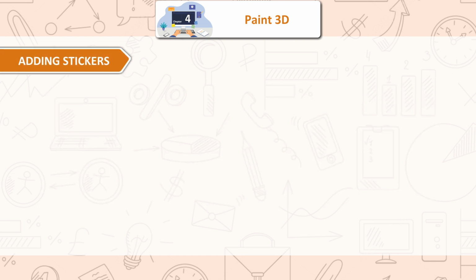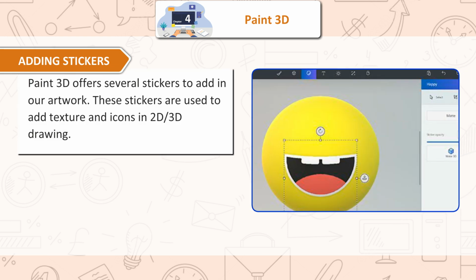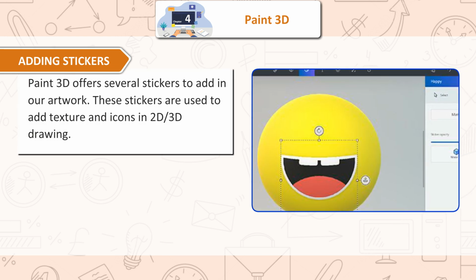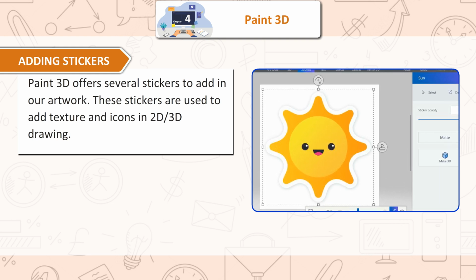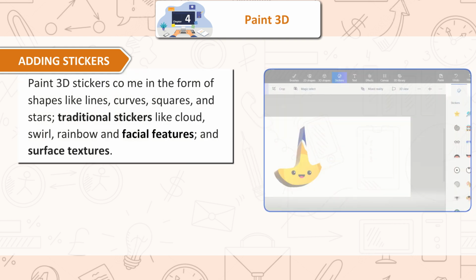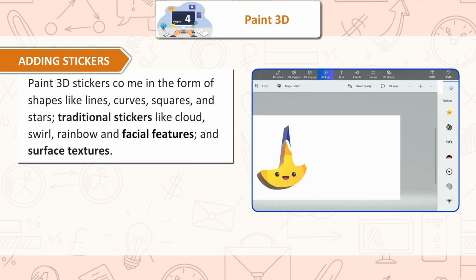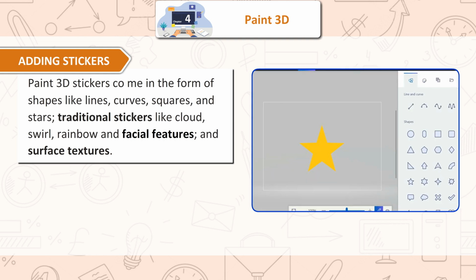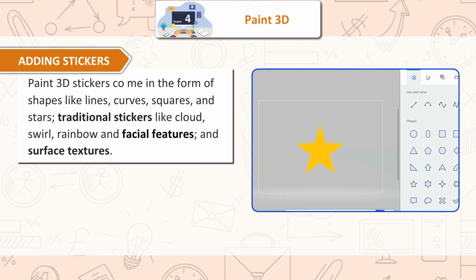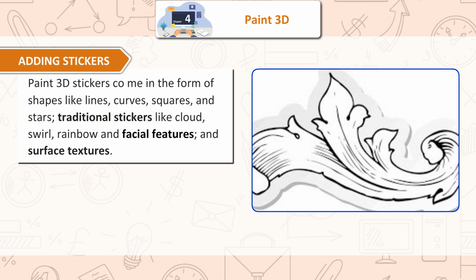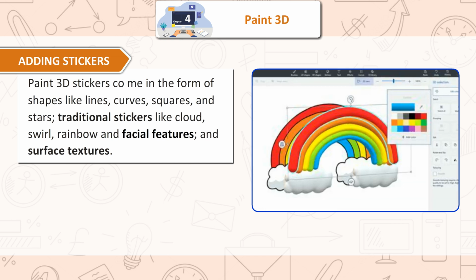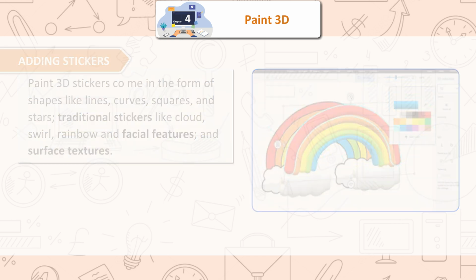Adding stickers. Paint 3D offers several stickers to add in our artwork. These stickers are used to add texture and icons in 2D or 3D drawing. Paint 3D stickers come in the form of shapes like lines, curves, squares, and stars. Traditional stickers like cloud, swirl, rainbow, and facial features and surface textures.